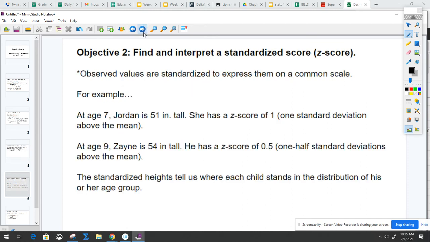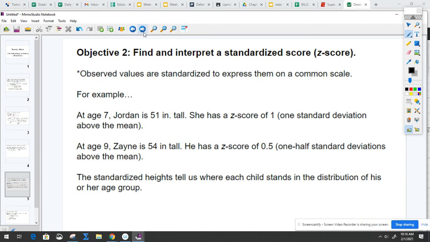If you take a look at this next slide, there's no math here, it just says find and interpret a standardized score, looking at Z-scores. So observed values are standardized to express them on a common scale. Again, we're observing values on a standardized scale so that we can actually compare two sets of data.